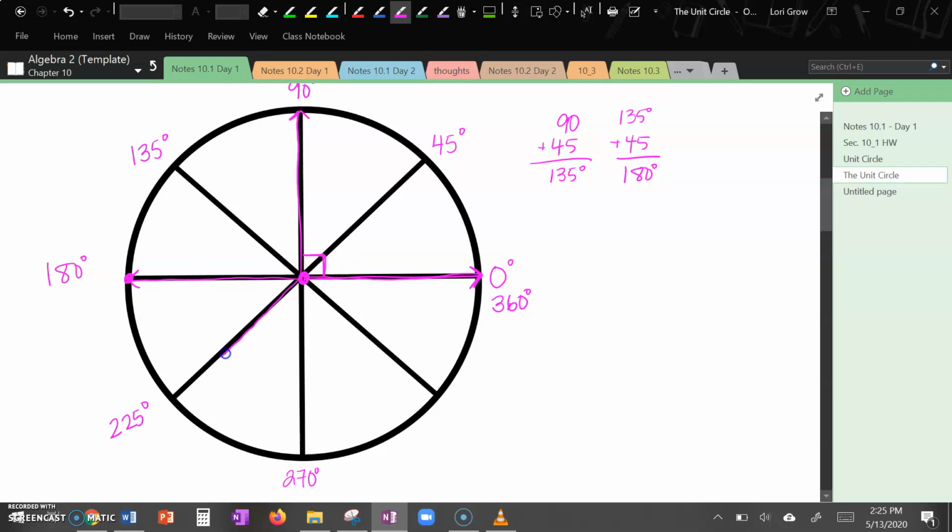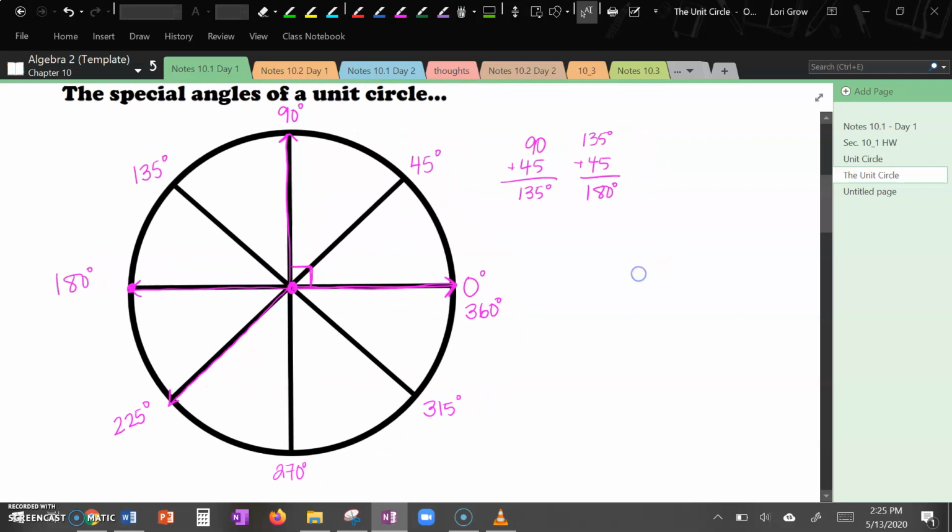So again, what we're talking about is if I had a ray right here, I started here and I rotated that ray all the way to here, that would be a rotation of 225 degrees. All right, if you keep continuing this, you add 225 to 45, you'll get 270. And if you add 45 to 270, you get 315 degrees. So those are what we call the special angles of a unit circle that are divisible by 45 degrees, basically cutting the unit circle, 360 degrees, into 8 sections.